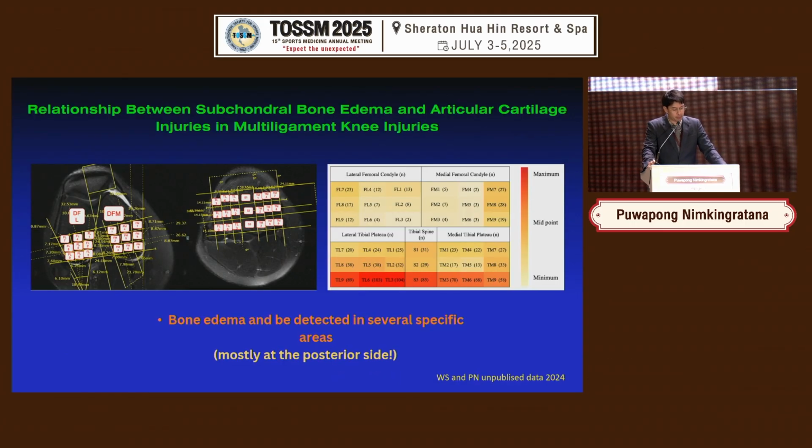I give you the example that in our team, we tried to study and evaluate the subchondral bone edema or bone bruise of the articular cartilage. So we did the study in multiple knee injuries of patients. We included around 200 patients, and we found that for some specific areas of movement, for example at the posterior side of the knee, we detect several specific areas of bone bruise. So that means, from the beginning, when we detect anything like edema, that could be useful information for the further progression of the cartilage injury itself.